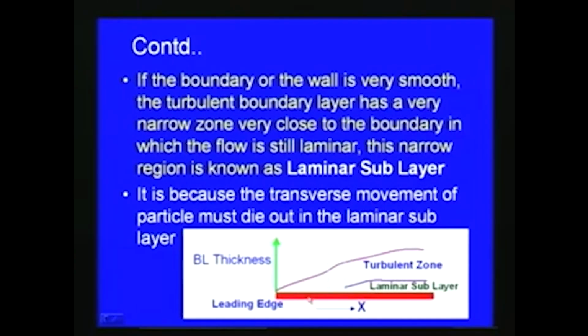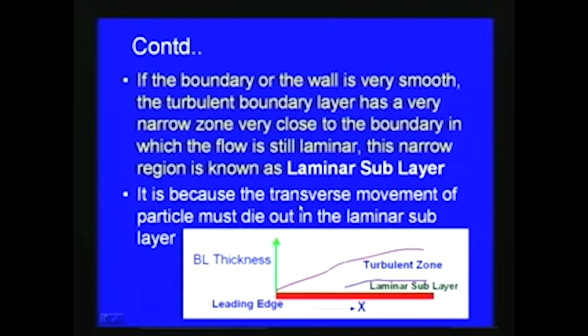Here you can see the flow over a flat plate. The flow is coming in this direction and the boundary layer thickness is plotted like this. This is the leading edge of the plate. Initially, as we have discussed, the boundary layer is laminar, then a transition takes place here, and then this is the turbulent boundary layer zone. But even in this turbulent zone, in the case of a very smooth plate especially, there will be a small sublayer which is called the laminar sublayer.